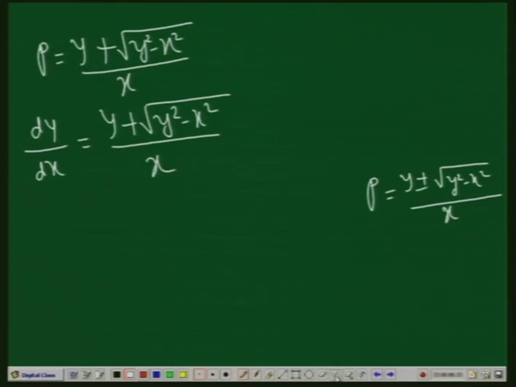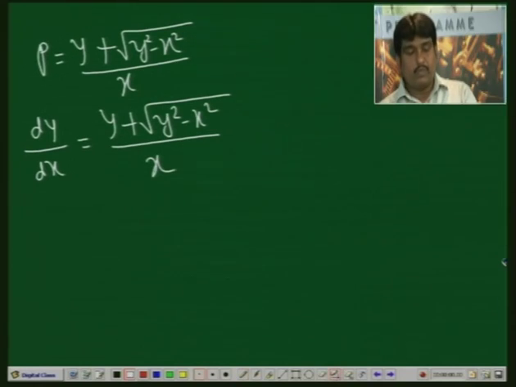You can see this is a homogeneous differential equation. Degree of denominator is 1, degree of numerator, of course, all terms are 1 because y square and x square are under root. It's a homogeneous differential equation.